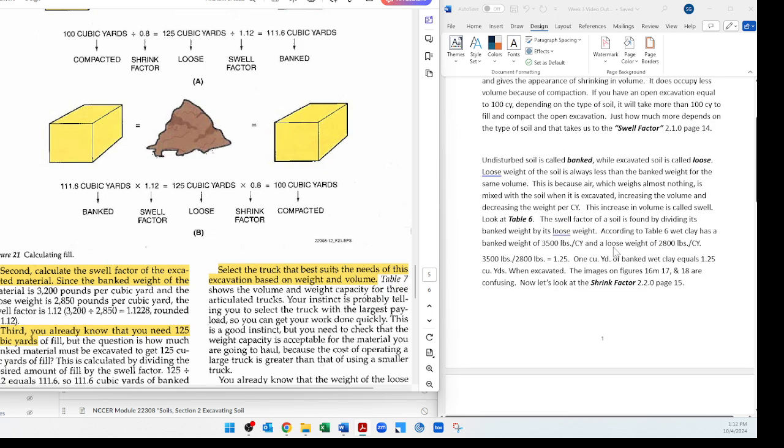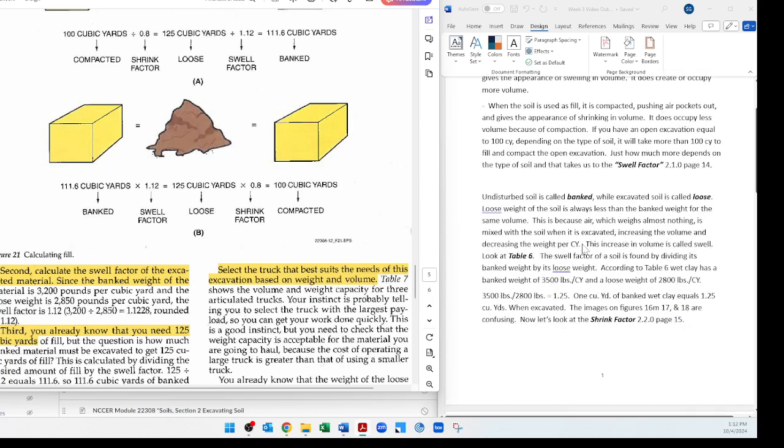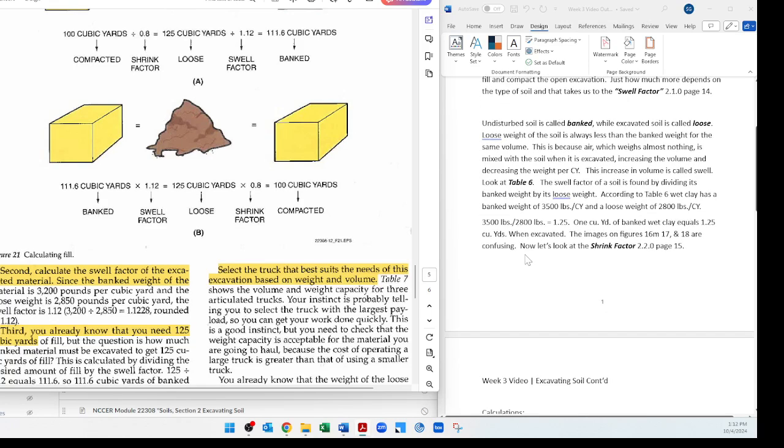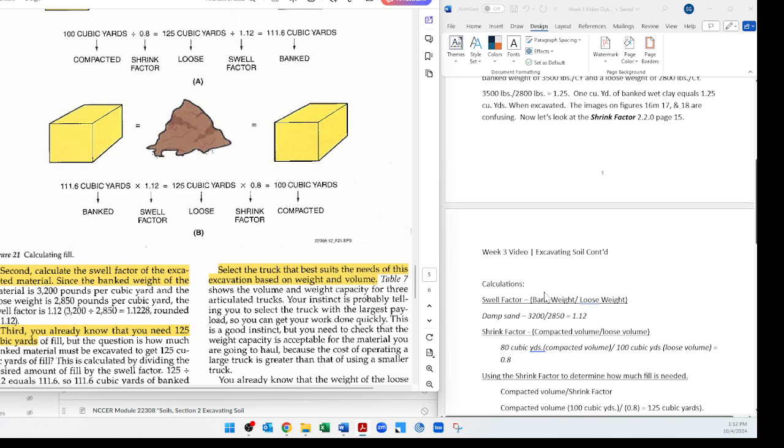This is the things that we've read about. We've read about the trade terms. We've talked about the banked and the loose yards, and we've looked at table 6 that shows you loose weight and bank weight of the different soil. Now we're going to look at the shrink factor. The swell factor, these are just calculations.